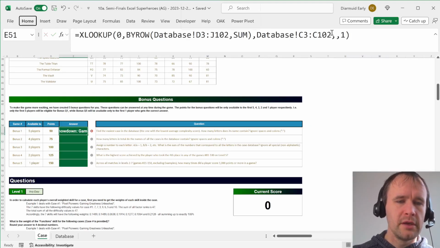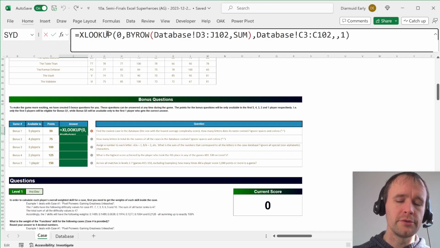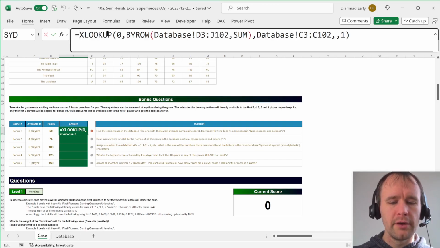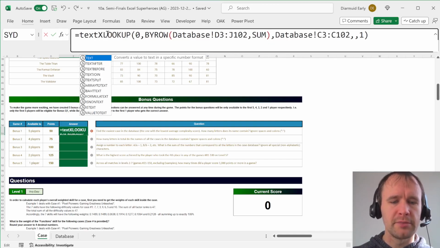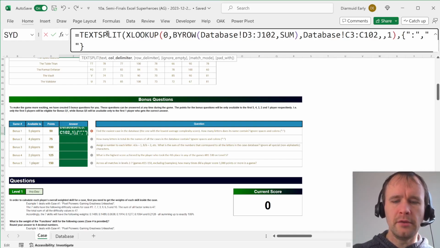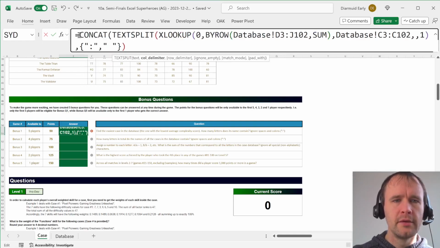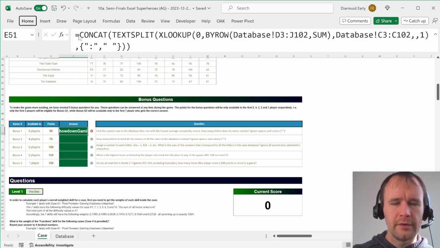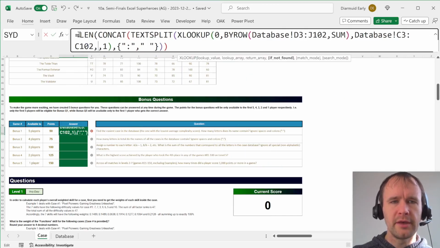So that'll give me the case name, and then I just need to figure out how many letters are in this if I take out the spaces and colon. So you could just do two substitutes, substitute space out, substitute colon out, or a different way you can do it is you can say TEXTSPLIT. Split this on two delimiters. One is colon, the other is a space, and then put it back together with CONCAT. And now you can see you've got the name without any of that stuff in it, and then we're just interested in the length of that.